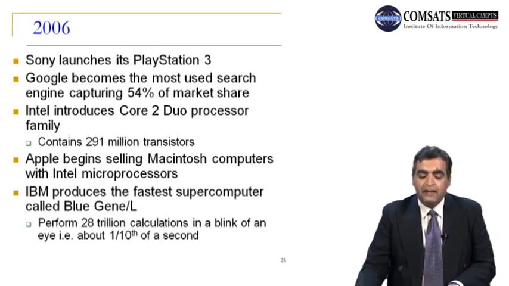Apple begins selling the Macintosh computers with Intel microprocessors. So now it becomes IBM PC compatible, and it is easy to transport software from the Windows environment to the Apple Mac environment. IBM produces the fastest supercomputer called BlueGene/L.